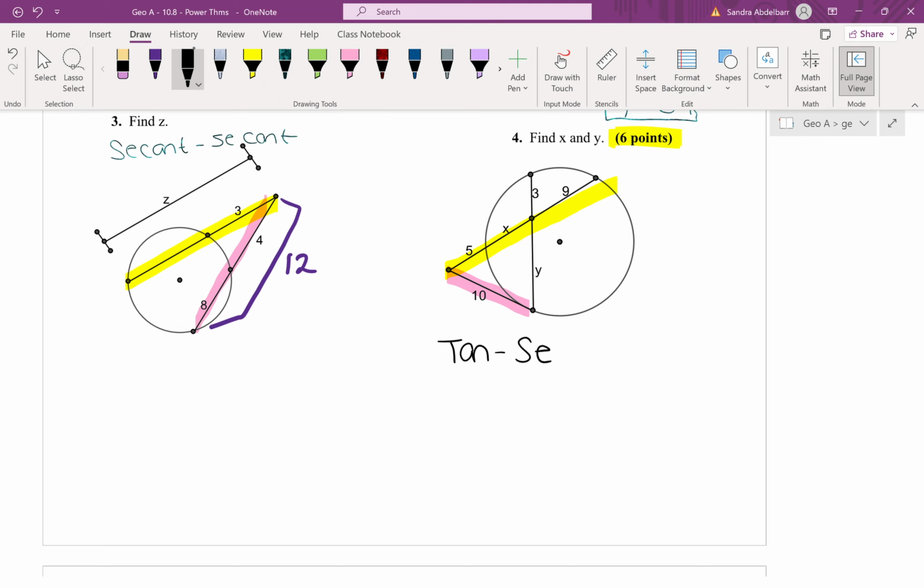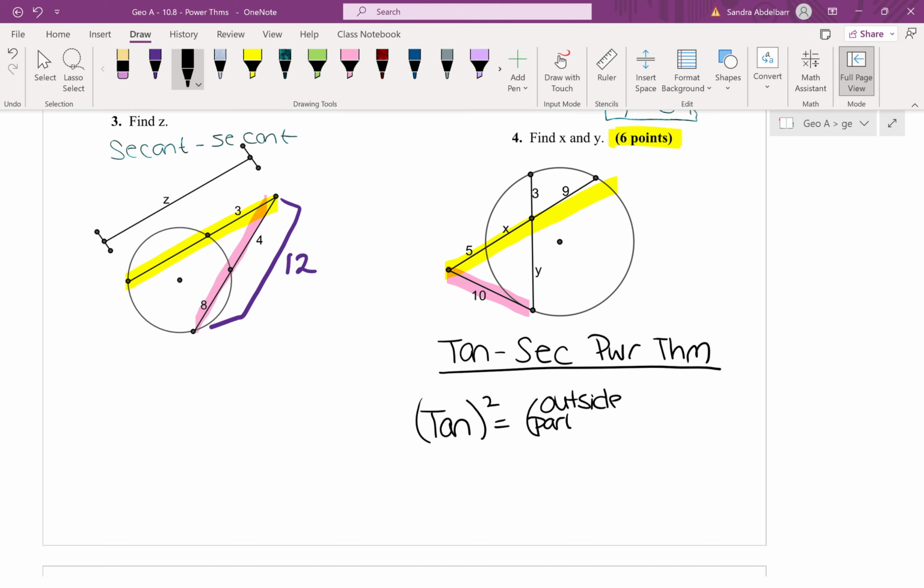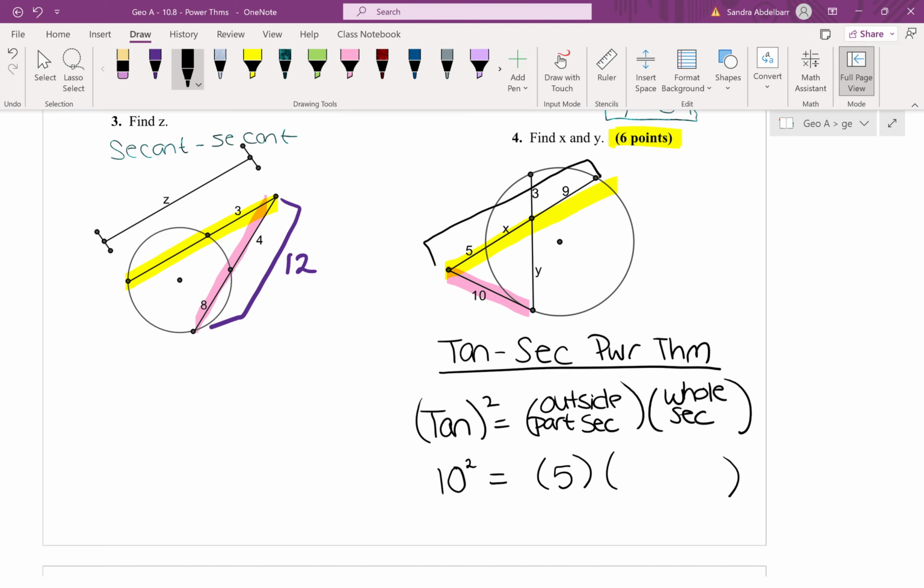All right, so we are starting off with the tangent secant power theorem. This is going to be the tangent squared equals the outside part of the secant times the whole secant. Out of everything we have listed here, which expression represents the tangent? The 10, very good. So this is going to be 10 squared is equal to the outside part of the secant. What is the outside part of the secant? 5. Times the whole secant. Now be careful. This is the whole secant. We're not multiplying. What do we do to get the whole secant? We have to add. So it's going to be 5 plus 9 plus x, which is going to be x plus 14.